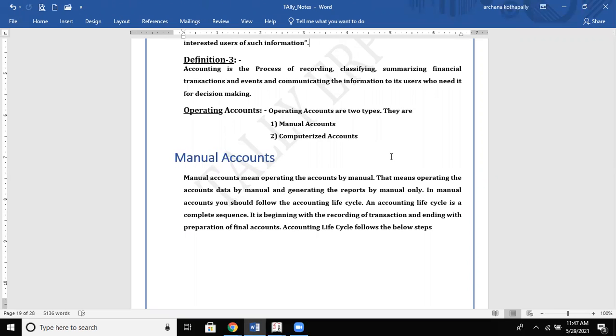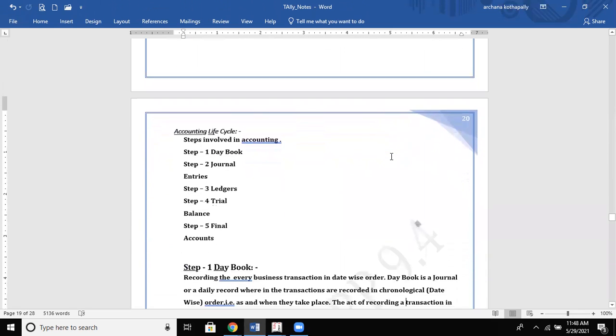Everything you're maintaining manually. In manual accounts, you should follow the accounting life cycle. An accounting life cycle is a complete sequence. It begins with recording, exactly. So when we say accounting, we have to follow the life cycle. If you are missing any cycle, then you are missing the whole concept. So that is why it starts with recording of transactions and ends with preparation of final accounts. And in between this chain, there are n number of steps to be followed. So the accounting life cycle follows the below steps. Yes, we will see what are the steps we have to follow in accounting.